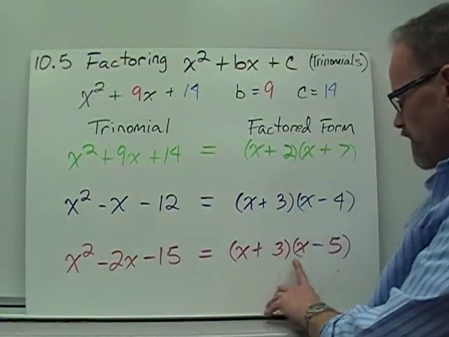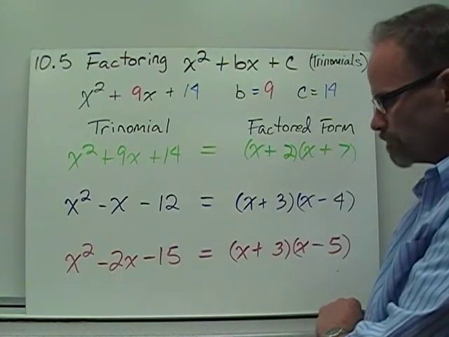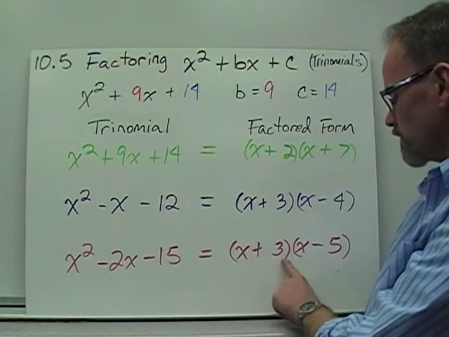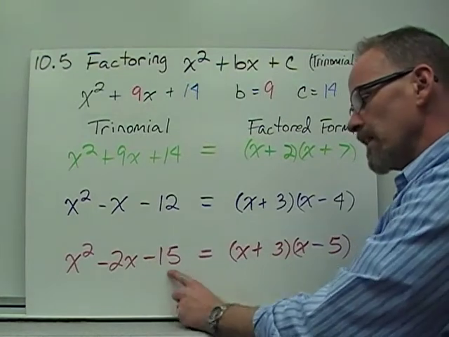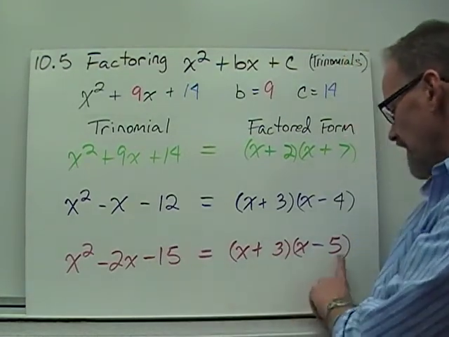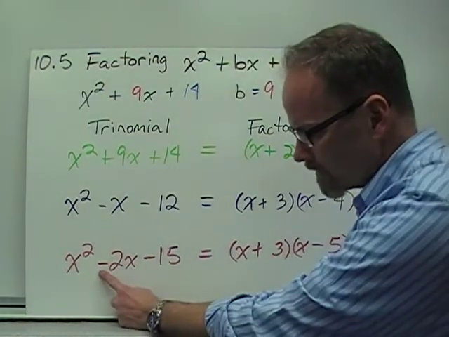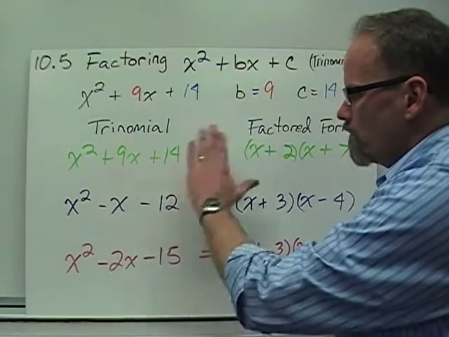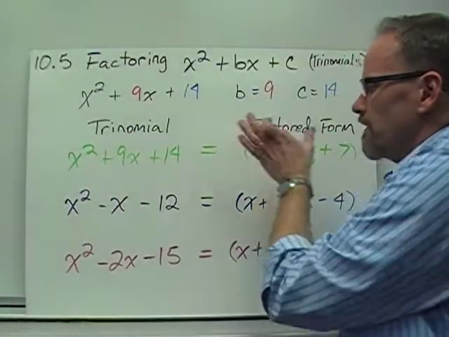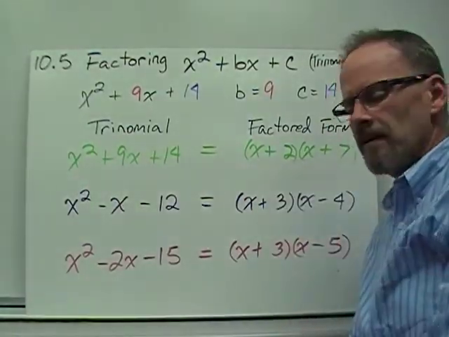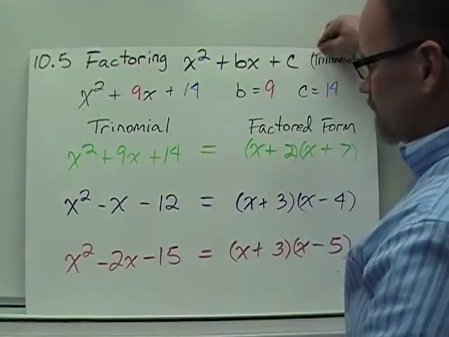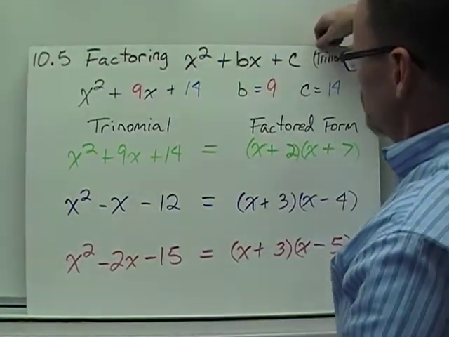So I put a 3 here and a 5 here, and you can see that if I did positive 3 times negative 5, I would get negative 15. And negative 5 plus 3 leaves me with negative 2. So this is the overall theme: how do we go from here to factored form? That's what we're going to do. I'm going to teach you how to do that. It's cool.